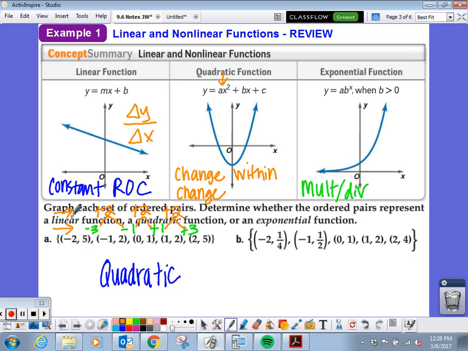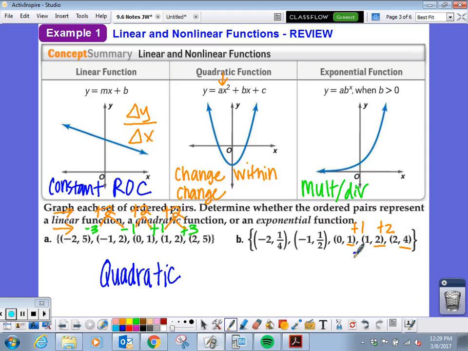Now, I see a couple of fractions, but then I see a bunch of whole numbers. So I'm going to jump to the end of these ordered pairs to where the whole numbers are. They're a little bit easier to work with. So first I'm going to check linear. So from 1 to 2, it goes up 1. From 2 to 4, it goes up 2. All right, so right away I know it is not linear. So now let's check exponential.